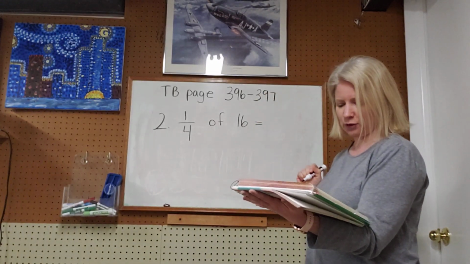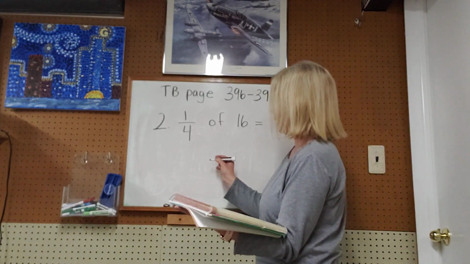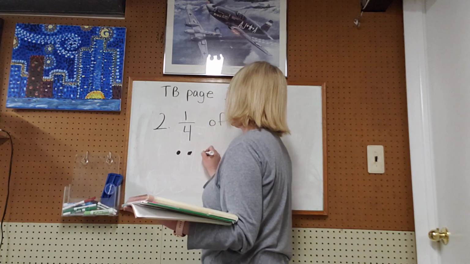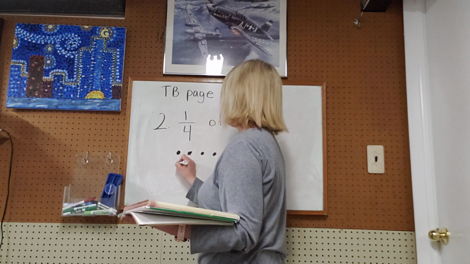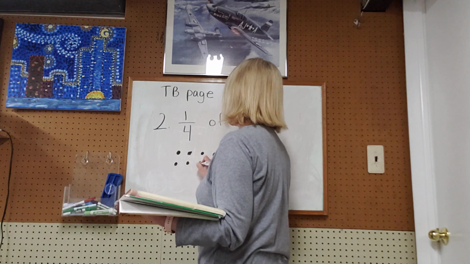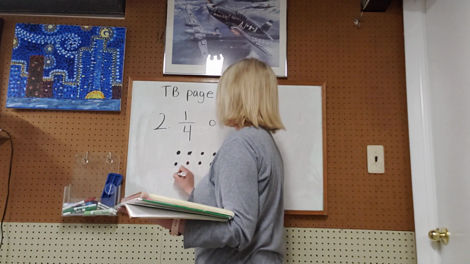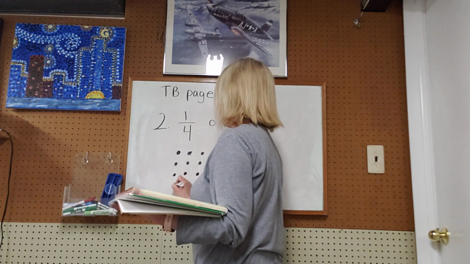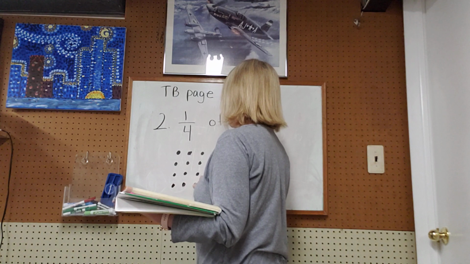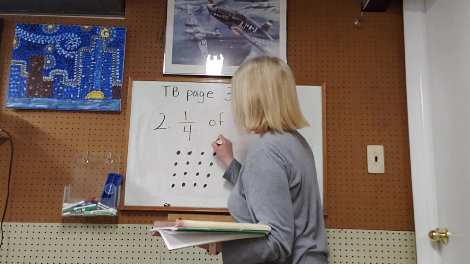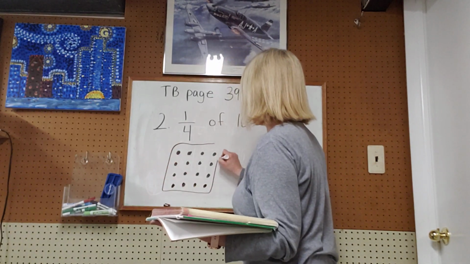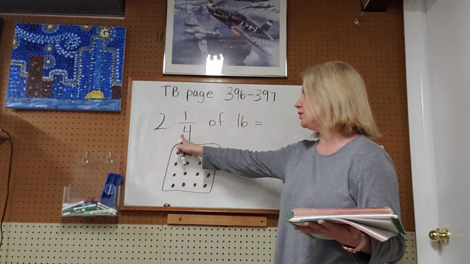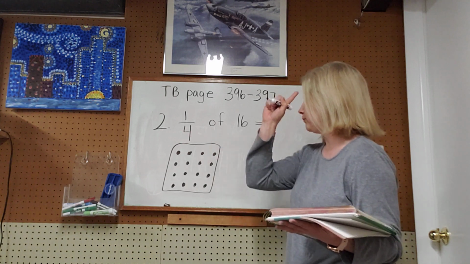It also has the picture for you in number 2. So you could draw out 16. 1, 2, 3, 4, 5, 6, 7, 8, 9, 10, 11, 12, 13, 14, 15, 16. And that's your whole. 16 is your whole part. It wants you to divide it into 4 groups.